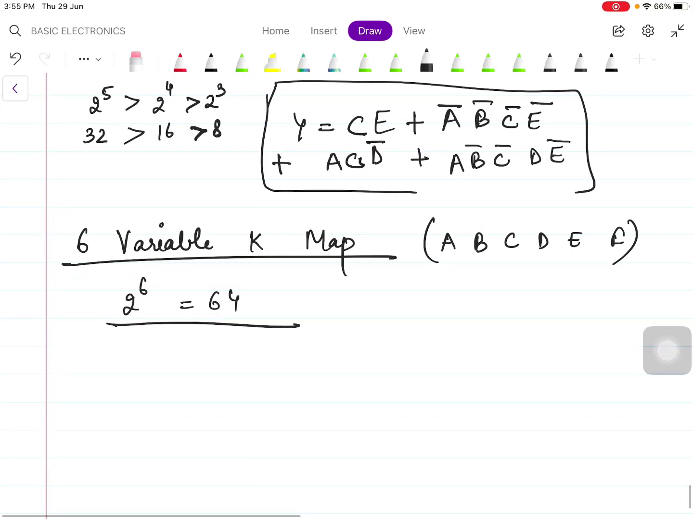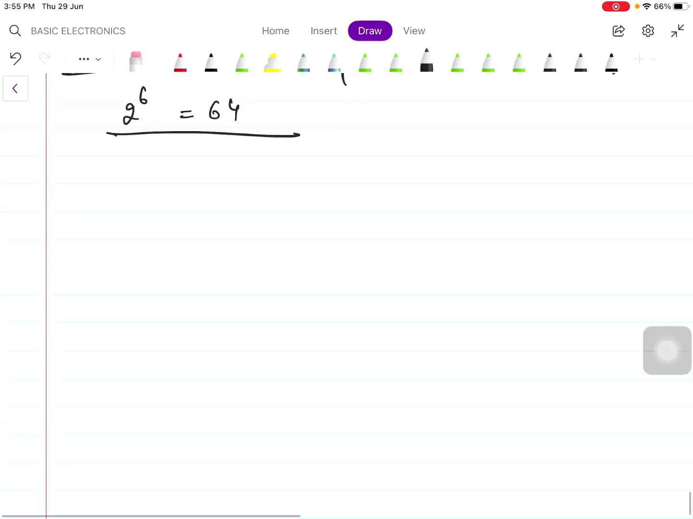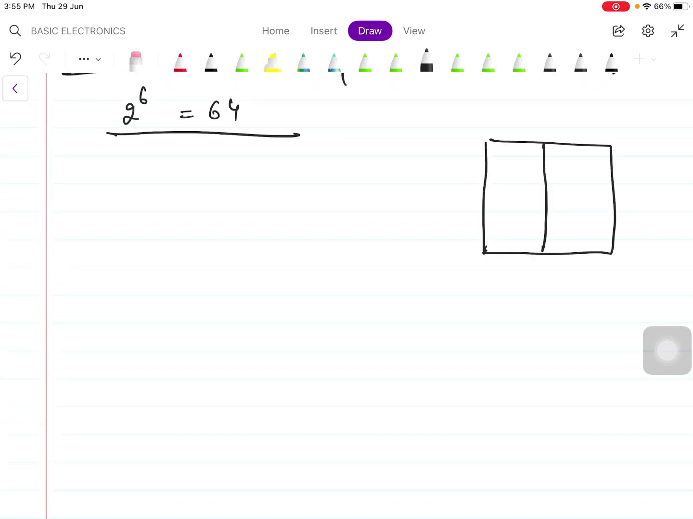Alright. For 64 blocks, what you have to do? See, I'll tell you a very simple way. We all have seen the two variable K-map in the first part of this video. Now imagine each and every block to be replaced by a 4 variable K-map.